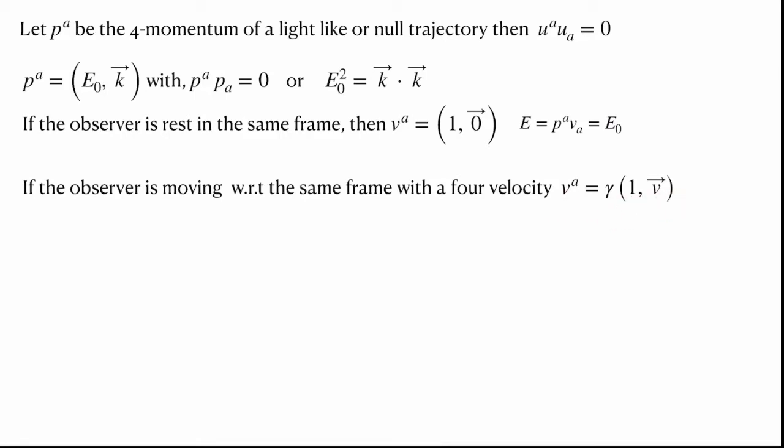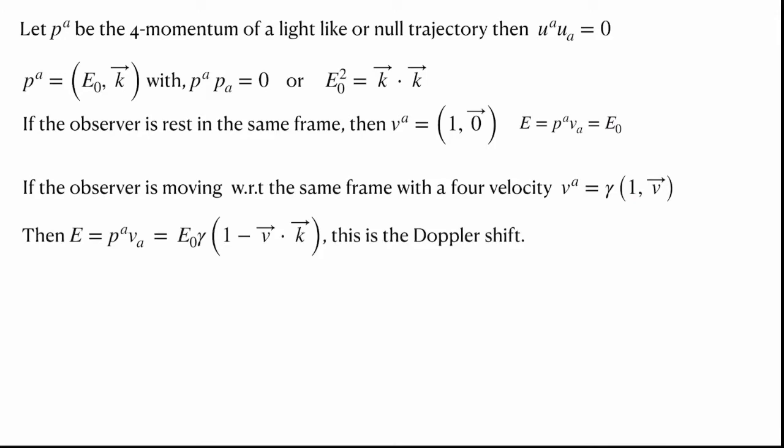V^A is equal to gamma into (1, V). In such a case, the energy of a null or light ray measured by this observer is given by E is equal to P_A V^A, and that is gamma into (1 minus V dot K). Again, this is a Doppler effect. We know that the energy can be written as h nu, that is, energy is directly proportional to the frequency of radiation, and that depends on the observer. It also depends on the direction in which the light propagates and the observer propagates. So this is what comes in the Doppler effect.